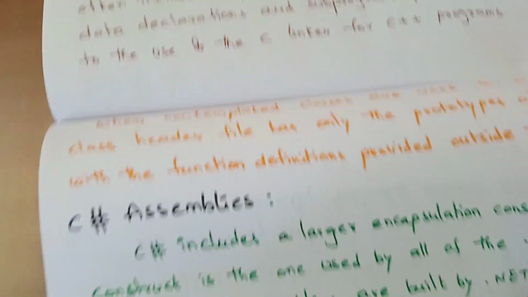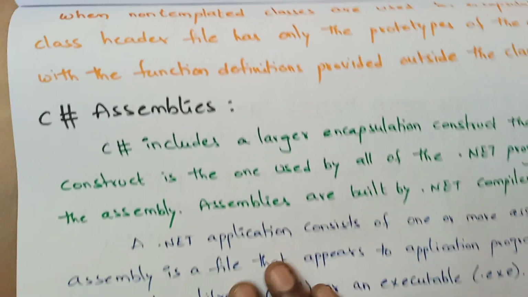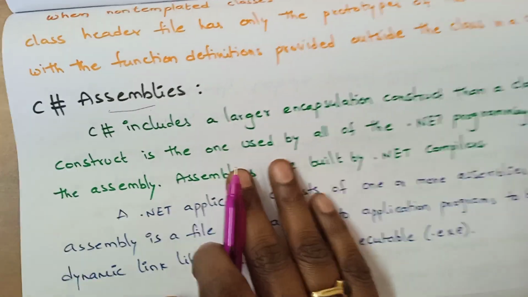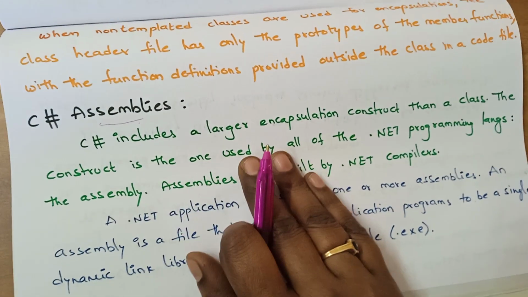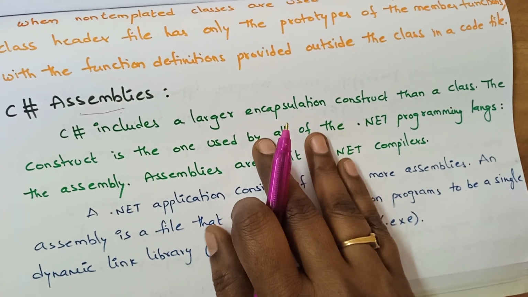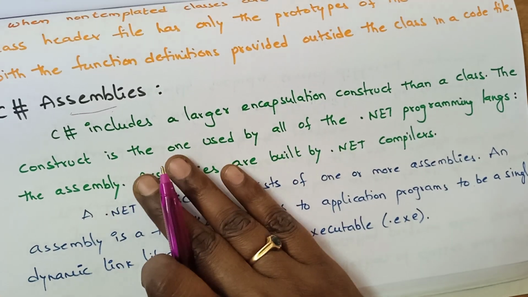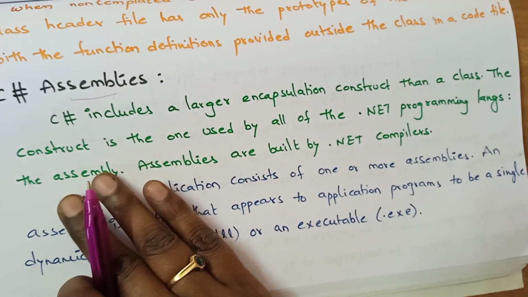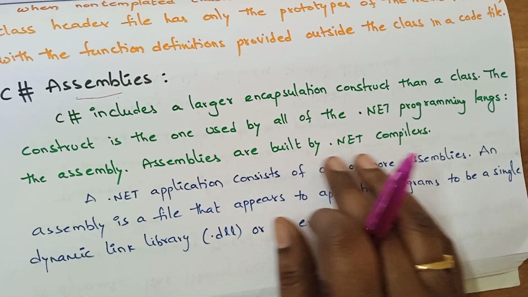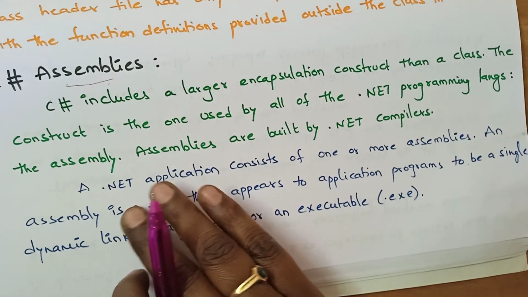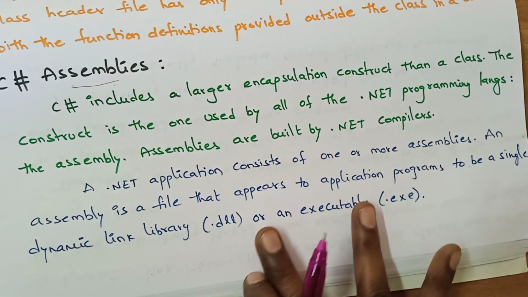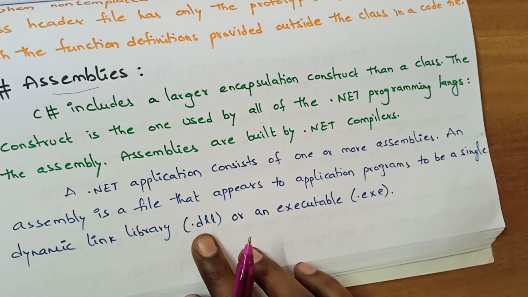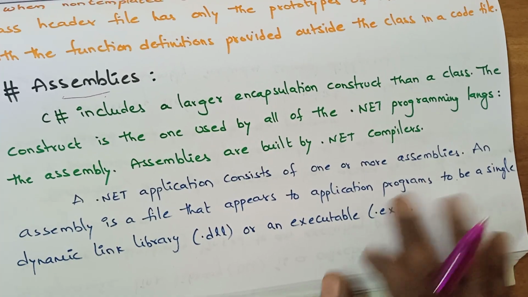The same you can also see in C sharp. C sharp encapsulation is provided through assemblies. C sharp includes a larger encapsulation construct than a class. The construct is the one used by all of the .NET programming languages, the assembly. Assemblies are built by .NET compilers. A .NET application consists of two assemblies, which appear to application programs as a dynamic link library and an executable file, which is the .exe file.